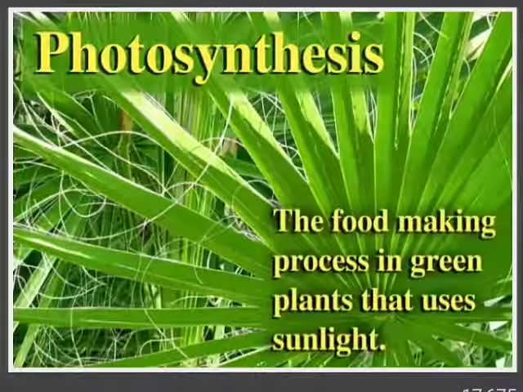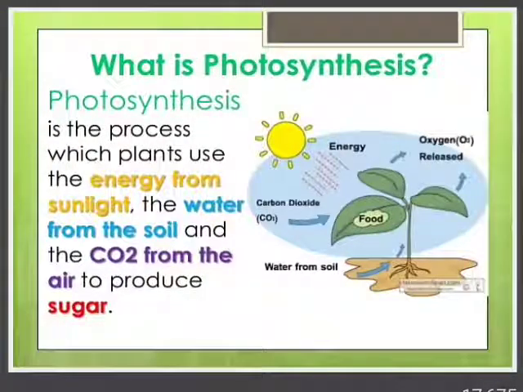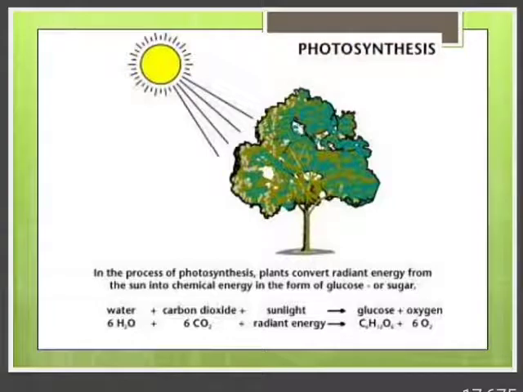The photosynthesis process: the food-making process in green plants that use sunlight. So what is the photosynthesis process? Photosynthesis is the process in which plants use the energy from sunlight, water from the soil and CO2 from the air to produce sugar. This is the conversion of unusable sunlight energy into usable chemical energy, associated with the action of the green pigment chlorophyll present in the leaf. So the normal sunlight energy is converted to chemical energy. This is the photosynthesis process.